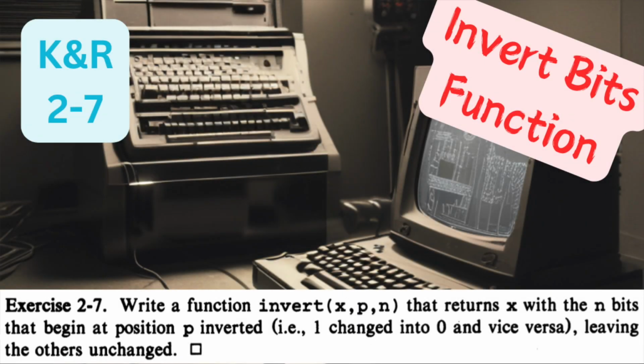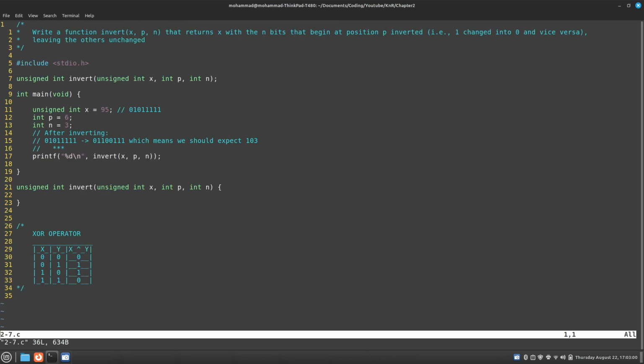In this video, I'll be going through the solution to exercise 2.7 from the C programming language textbook by Kernighan and Ritchie. Now, exercise 2.7 says to write a function invert that returns x with the n bits that begin at position p inverted. So ones are changed into zeros and zeros into ones. And we have to leave all the other bits unchanged.